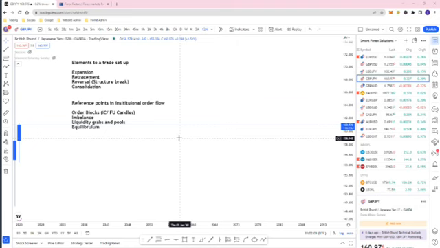But what we need to really get good at is defining the reference points in institutional order flow. So we need to start thinking about order blocks, imbalance, liquidity grabs and pulls, and equilibrium as well.